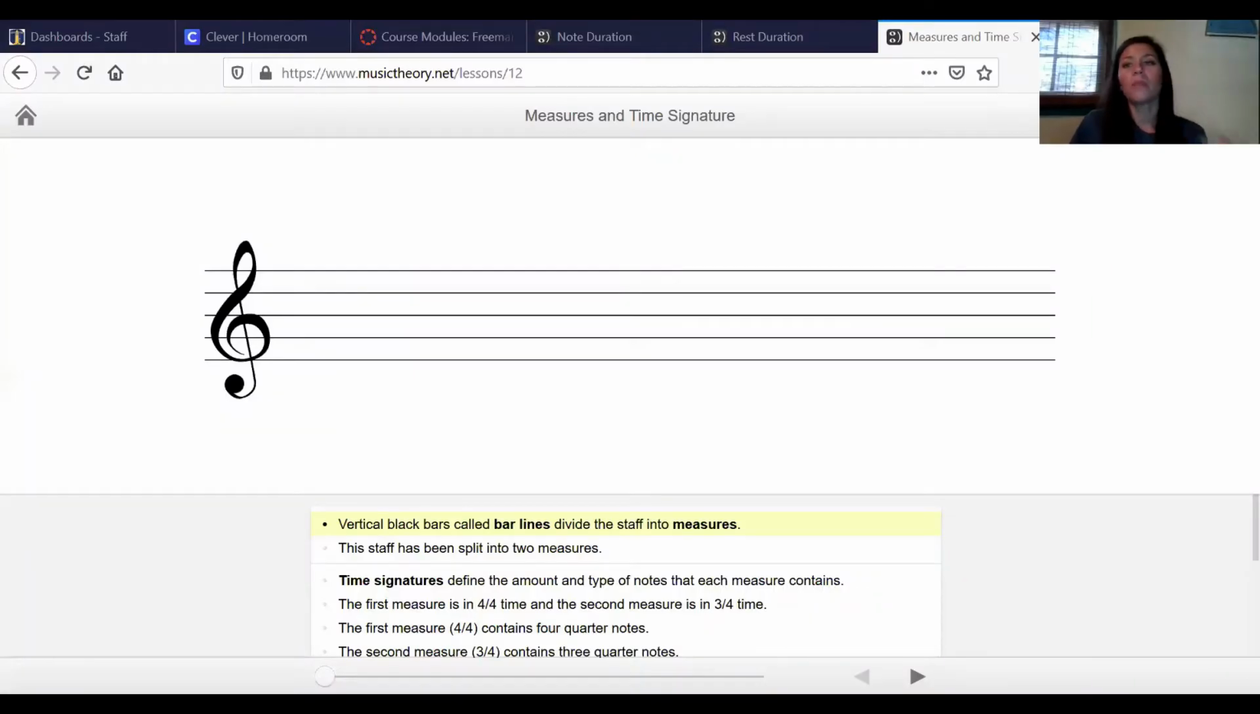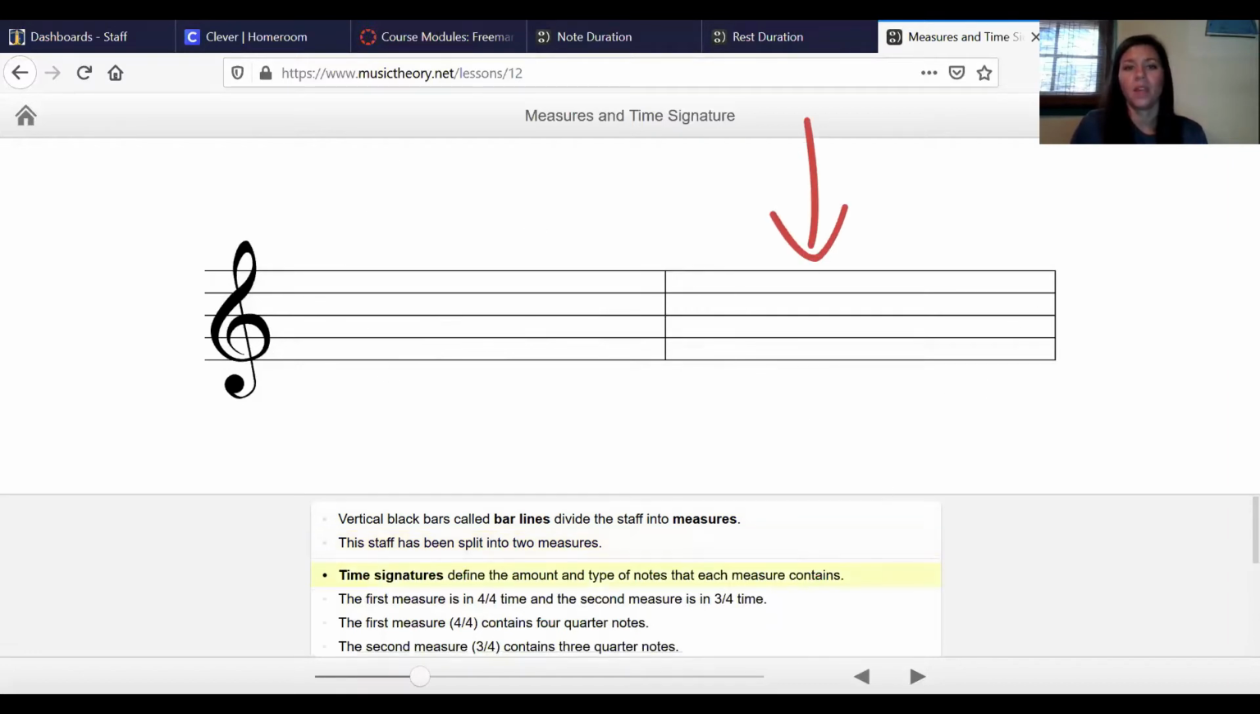So the purpose of time signatures and bar lines is just as a means of organizing the music. Vertical black bars called bar lines divide the staff into measures. So this is an example of a bar line. You can see right now we've just split this staff into two measures. This is one measure, and here is the other measure. A time signature just defines the amount and type of notes that each measure contains.